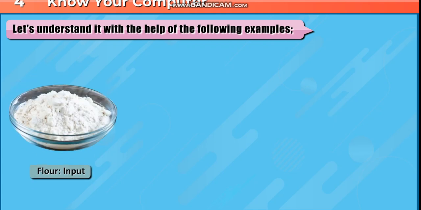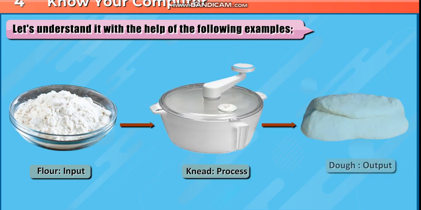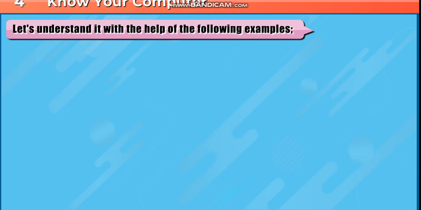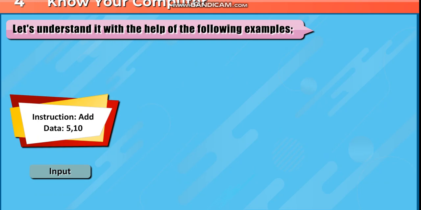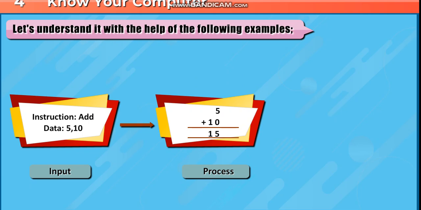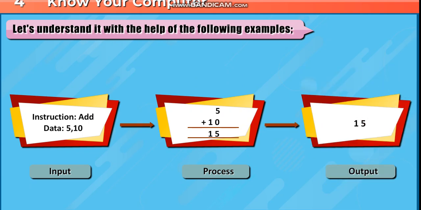First, flour: input; need; process; do; output. Second, instruction: add data 5, 10, input; 5 plus 10, 15, process; output is 15.